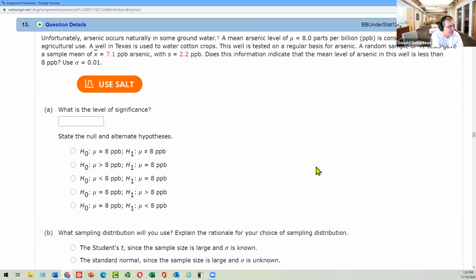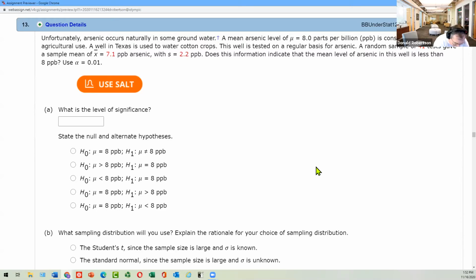This well is tested on a regular basis for the arsenic level. And here's the numbers coming up. n is 41, so I'm writing that down. x bar is 7.1.